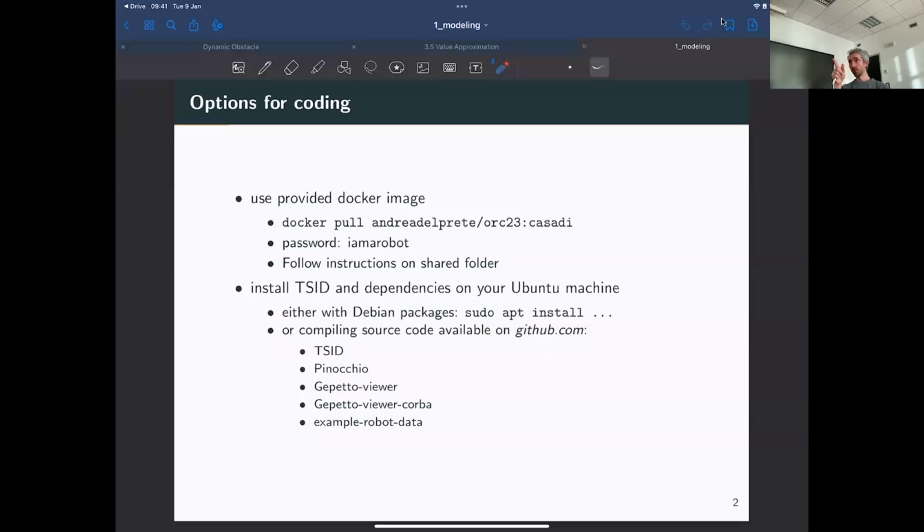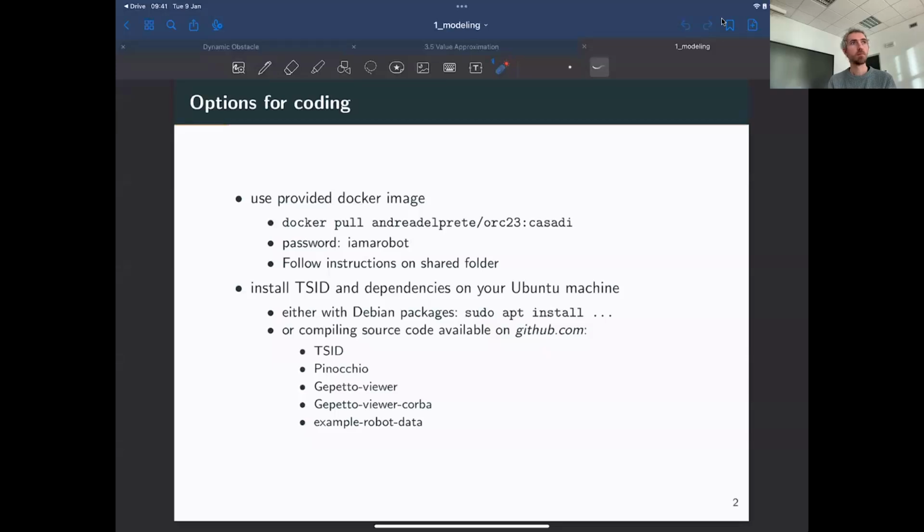Okay. So probably you two guys already have everything on your machine because you have used TSID, and that's the main dependency. So if you have TSID up and running on your machine, you're good. Well, you also need Casadi, but pip install casadi should do it. Okay, any question on this?